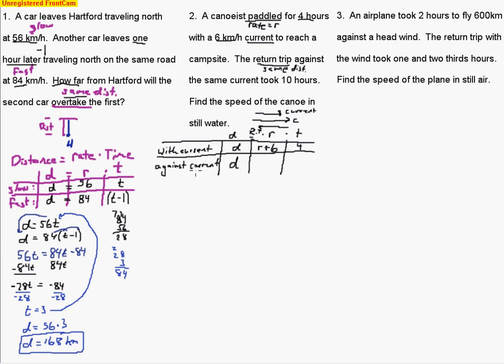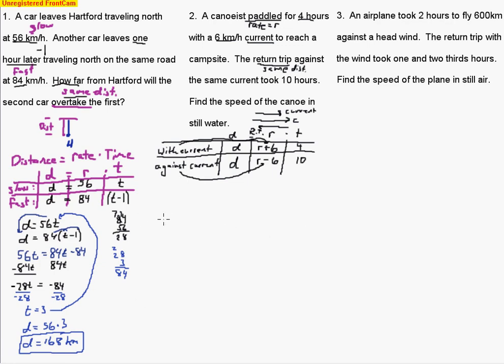Now going against the current, it took 10 hours. So it took longer because we were going slower. We had the same rate. The canoeist was still paddling the same, but we were going against the current. So against means minus. That's the big thing. Minus means that you're going against the current. With the current, that's why it was a plus.